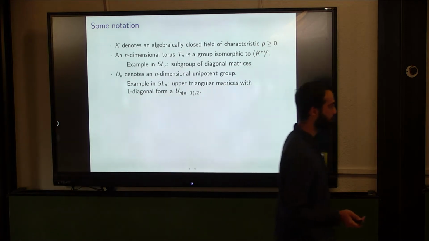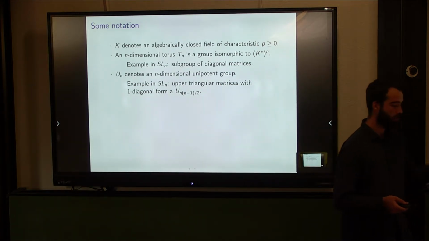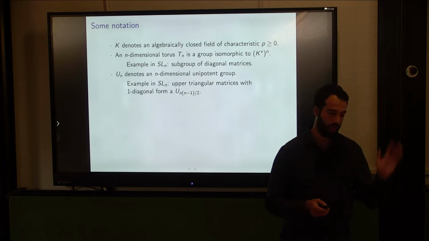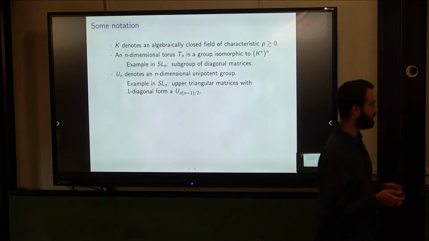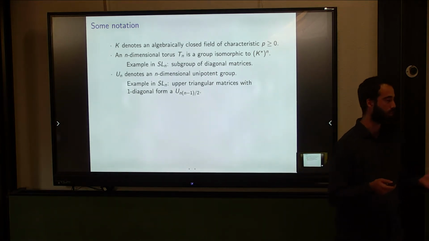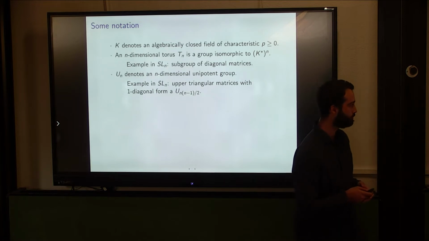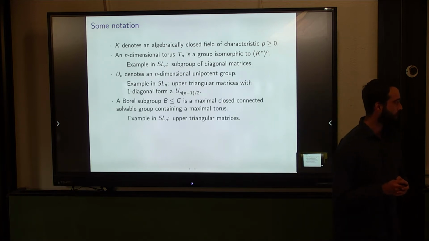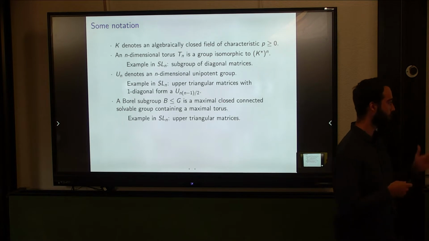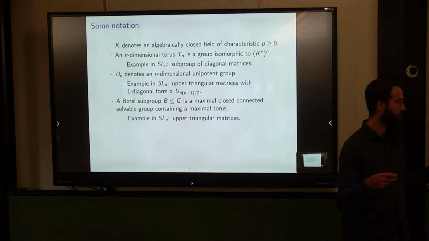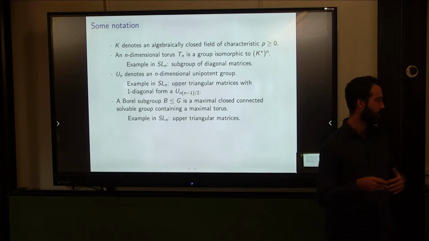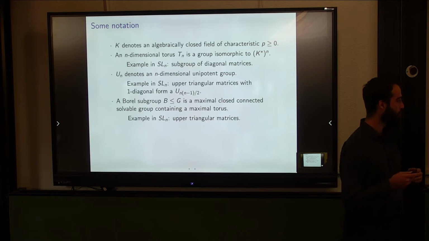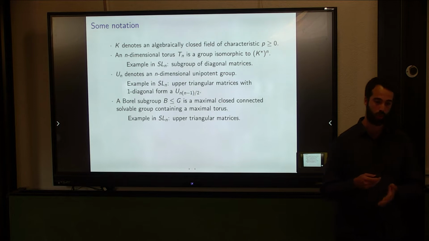Then we use U_n to denote an n-dimensional unipotent group. So for example, in SL_n, if you take the triangular matrices where the diagonal is identically 1, that is a unipotent subgroup that has dimension n times n minus 1 over 2. What else? We need the Borel subgroups, which we denote by B. In general this is a maximal closed connected solvable group containing a maximal torus. Again, it's useful to think in the special linear group: take the subgroup of upper triangular matrices. This time we include the maximal torus.